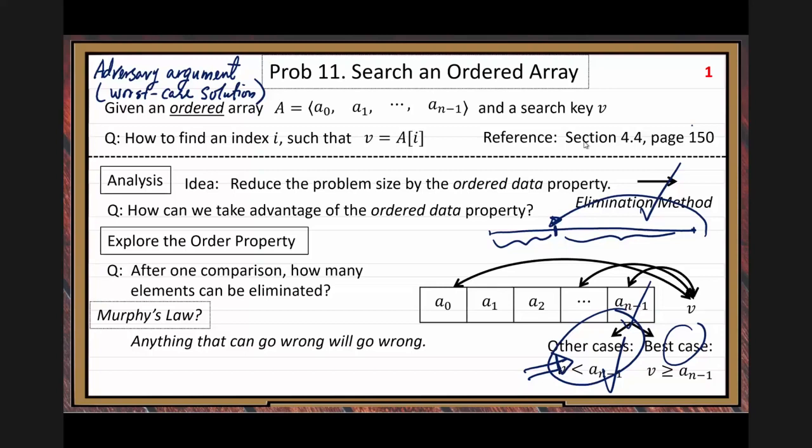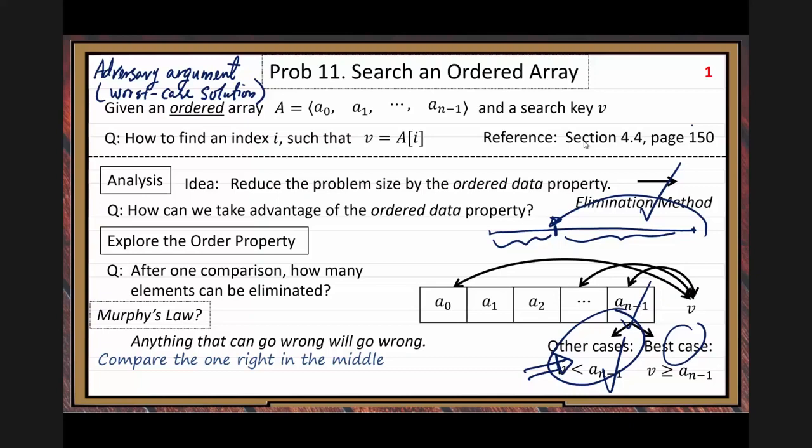We just assume that the wrong case would happen, so we need to take care of that wrong case. Based on Murphy's law, we can also make the right choice when you have options. That worst one, the wrong one. So compare the element right in the middle.